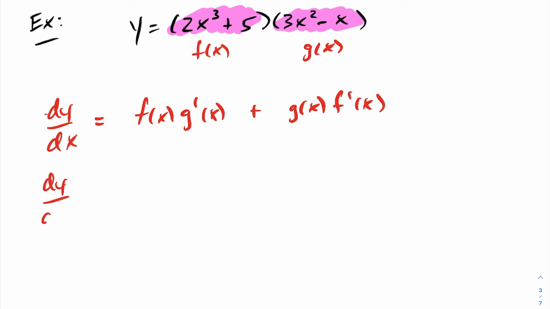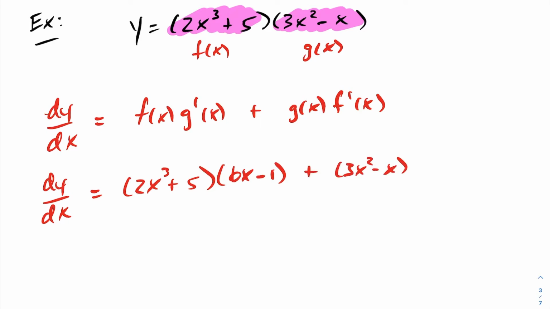In which case here, dy/dx is going to equal the first times the derivative of the second, which is 6x minus 1, plus the second times the derivative of the first, which is 6x squared. Keep in mind here, when you take the derivative of 3x squared minus x, you drop down the 2, in which case you get 6x.